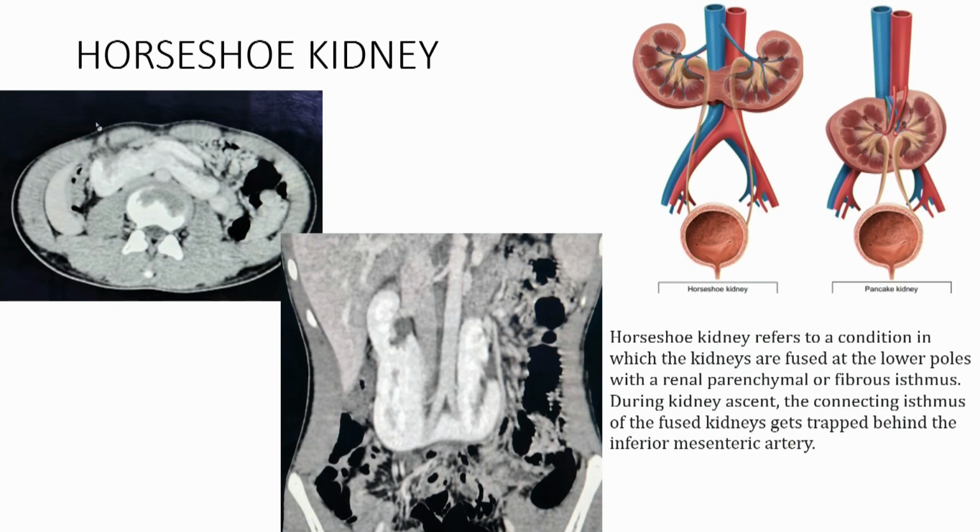Horseshoe kidneys: in the first axial image of the contrast enhanced CT scan, the two kidneys can be found fused in front of the aorta. The coronal image shows that the kidneys are fused at their lower poles. Horseshoe kidney refers to a condition in which the kidneys are fused, most commonly at the lower poles, with a renal parenchymal or a fibrous isthmus. During the ascent, the connecting isthmus of the fused kidneys gets trapped behind the inferior mesenteric artery. Therefore, the kidneys cannot ascend to the lumbar region.